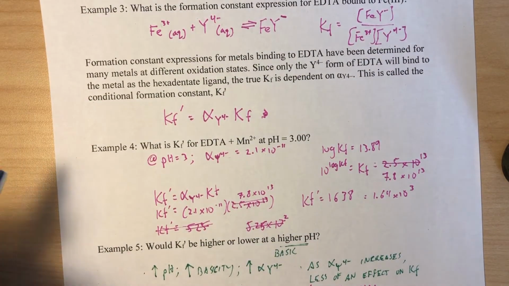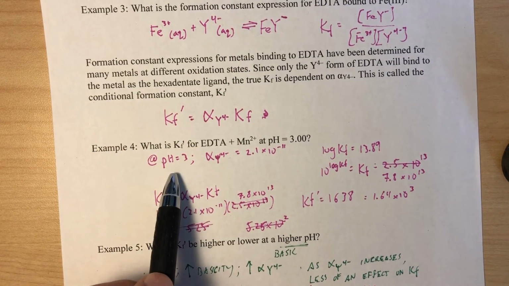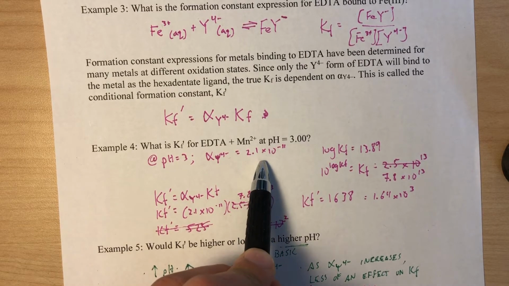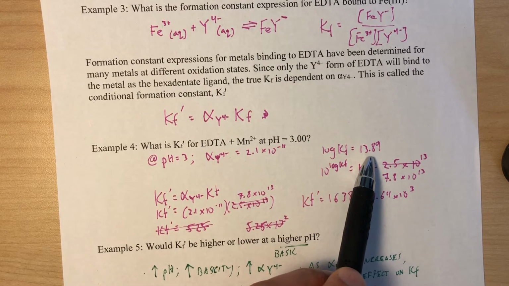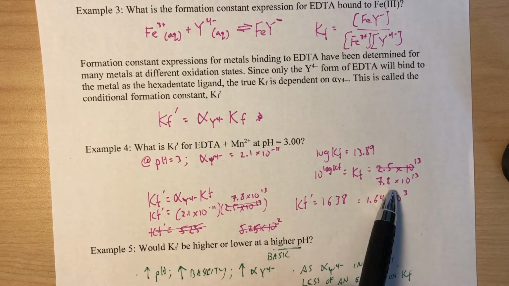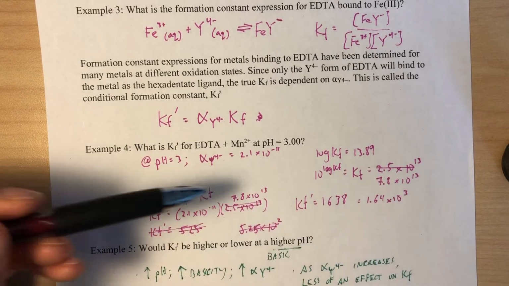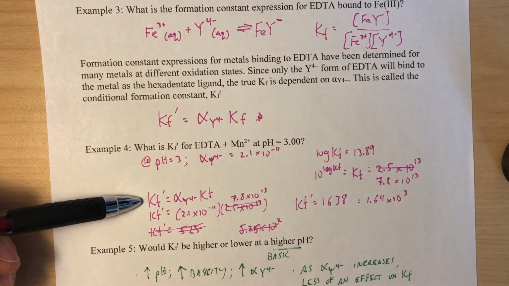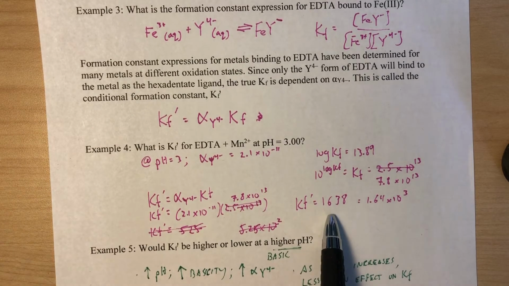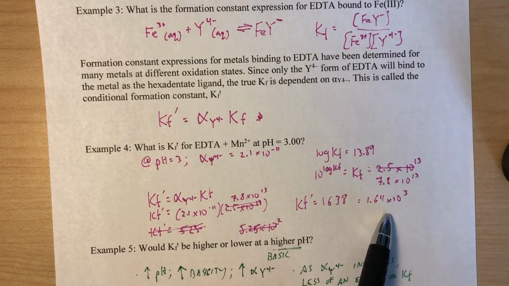So we can summarize the information here. At a pH of 3, we have an alpha value that's equal to 2.1 times 10 to the negative 11. And for manganese 2+, we have a log of Kf that's equal to 13.89. 10 raised to that value ends up giving us a Kf that's equal to 7.8 times 10 to the 13th. When we bring these values together, we can solve for our conditional formation constant. So Kf prime is equal to alpha times Kf. Kf prime is equal to 2.1 times 10 to the negative 11 times 7.8 times 10 to the 13th. So Kf prime is equal to 1,638, or 1.64 times 10 to the third.